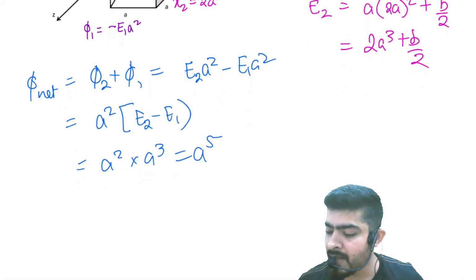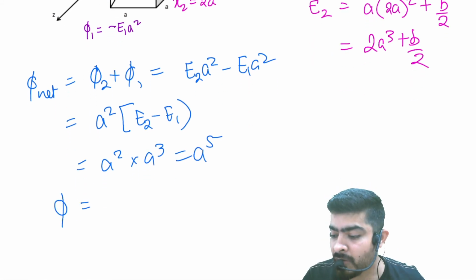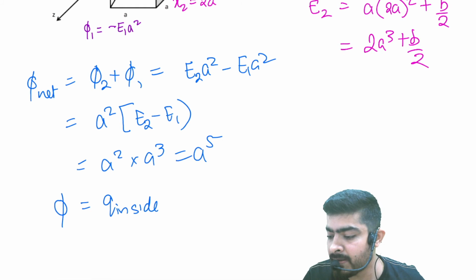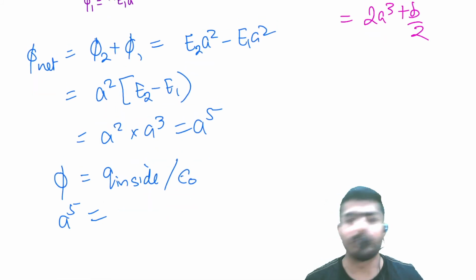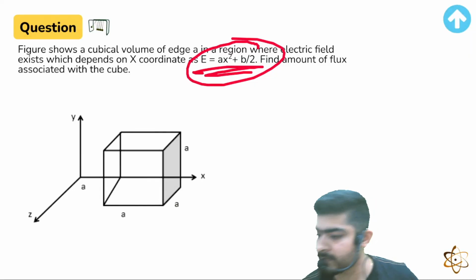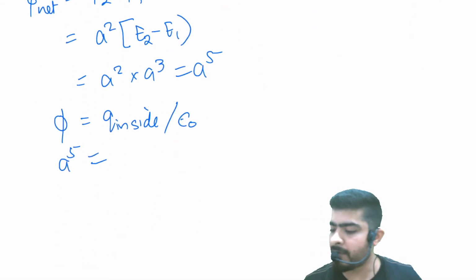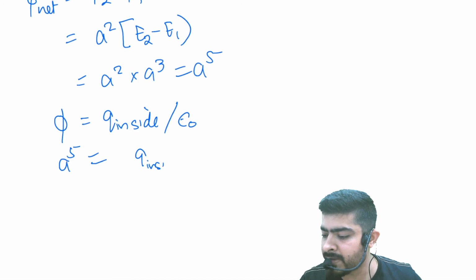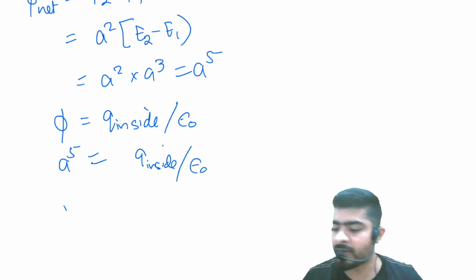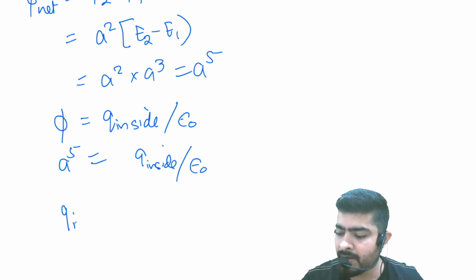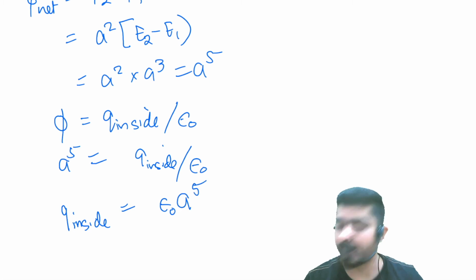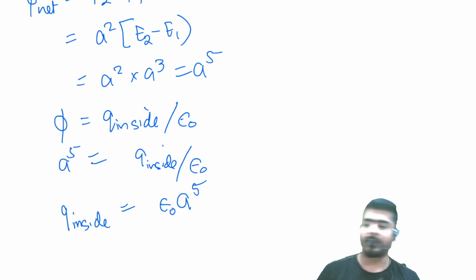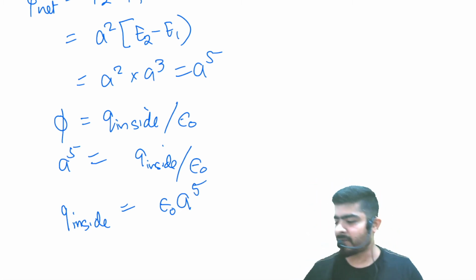Now flux is equal to what according to Gauss law? Q inside by epsilon naught, correct? So a power 5 is equal to Q inside by epsilon naught. So charge inside the cube will be equal to epsilon naught a power 5. Okay, great. So that's your answer for this question.